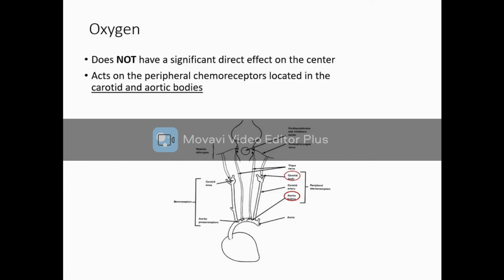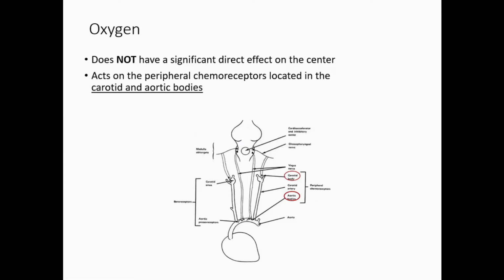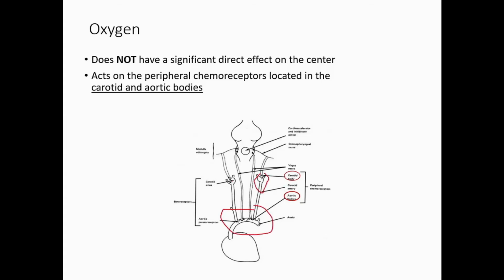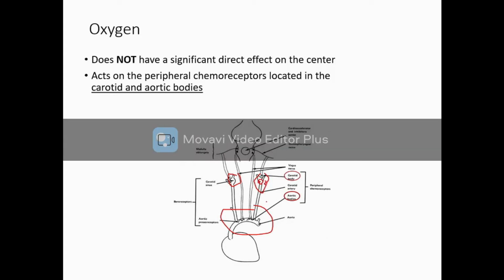Oxygen does not have a significant direct effect on the respiratory center. Oxygen acts on the peripheral chemoreceptors located in the carotid and aortic bodies. The carotid bodies and the aortic bodies are located in these vessels. And when oxygen levels are received here, that information does not go to the respiratory center. It actually goes to the kidney. Okay, here's my little kidney.